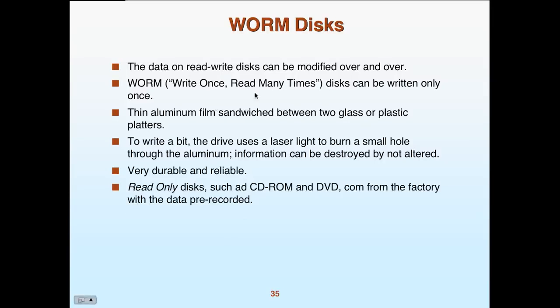So, a thin aluminum film sandwiched between two glass or plastic platters. Well, that thin aluminum film will get to a point where you've read it, when you write it, and it gets damaged through use. So you want to make sure if you're going to really keep a backup of something, use one of those write once, read forever discs.